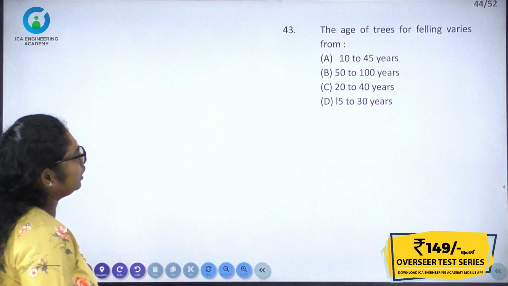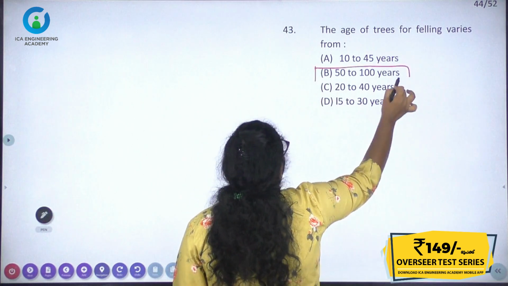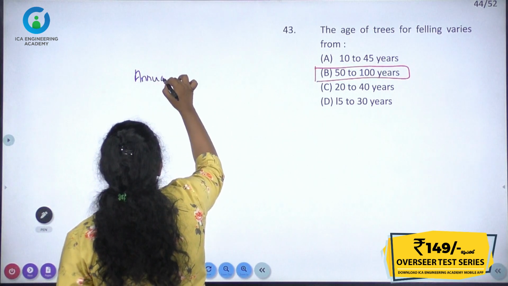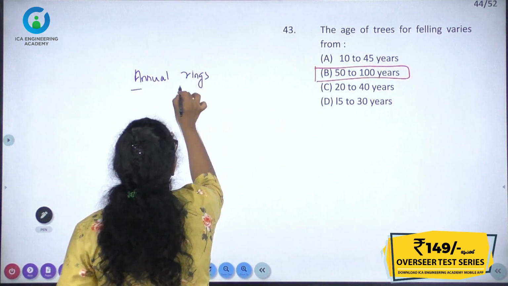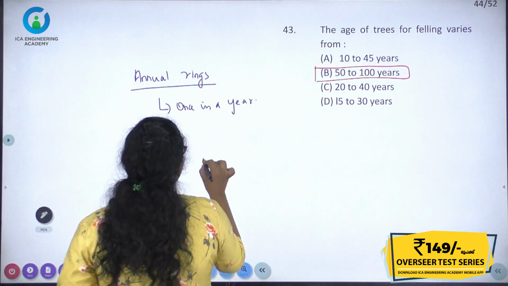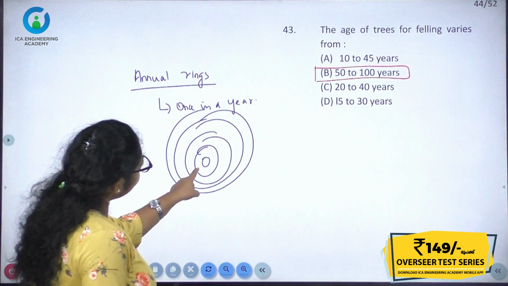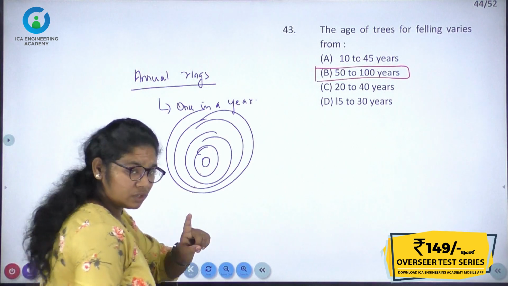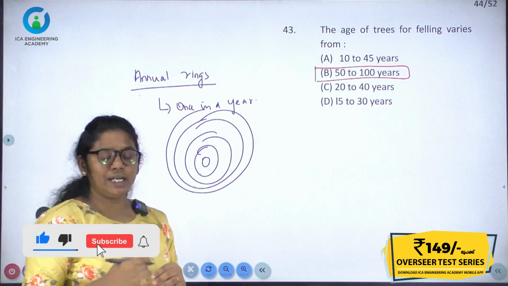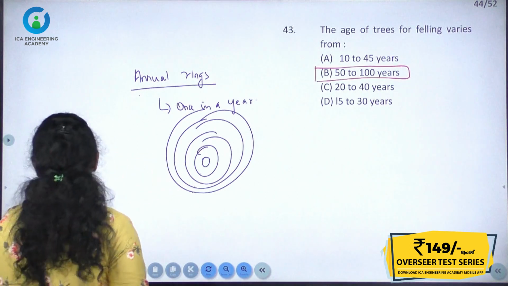The age of a tree felling varies from 50 to 100 years. The age of the tree can be predicted with respect to the annual rings. These rings are formed once in a year, so each consecutive ring is formed in one year. Annual rings are used for predicting the age of the tree. So the age of the tree is normally 50 to 100 years.